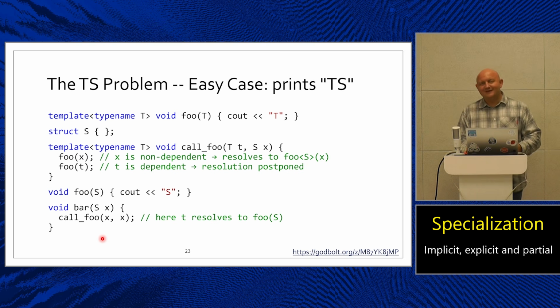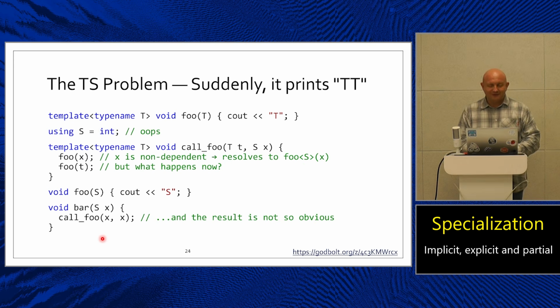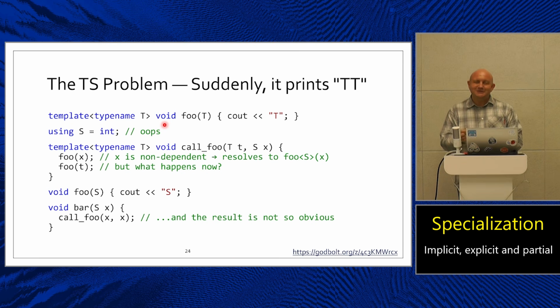But let's somewhat change our setup. Oops. Now s is just int. And suddenly the output is tt. And it's a classic plot twist moment. When you think you've figured out the rules, the situation changes completely.